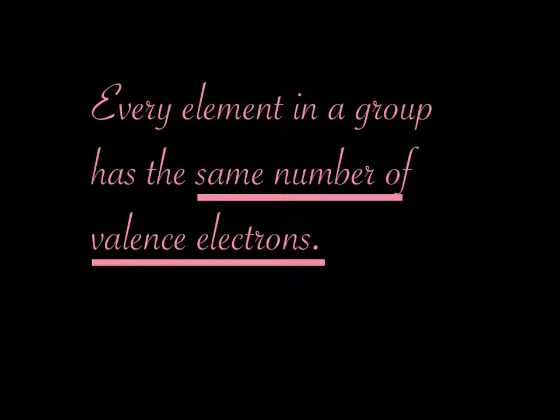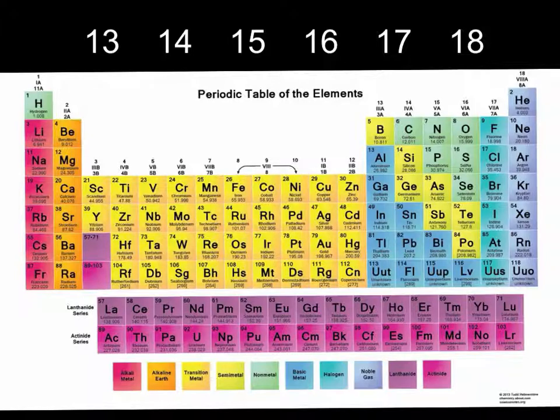In a group, all of the elements have the same number of valence electrons, with some exceptions to the transition metals. Valence electrons are the electrons in an atom's outer shell. In groups 13 through 18, you would remove the first digit, leaving you with the numbers 3 through 8. This would be the amount of your valence electrons.